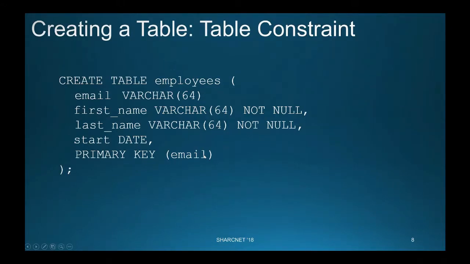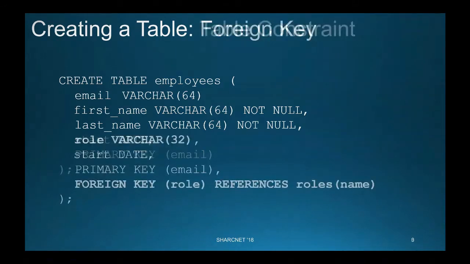Another key, another constraint, is the foreign key constraint. And the foreign key is a table constraint, so it's added as part of your create table command, and not put in up here with the row declarations. It's put down with the table declarations. So we've got a foreign key. What the foreign key does is it makes sure that this value, in this case role, which is a varchar, is going to reference another table, an outside table.